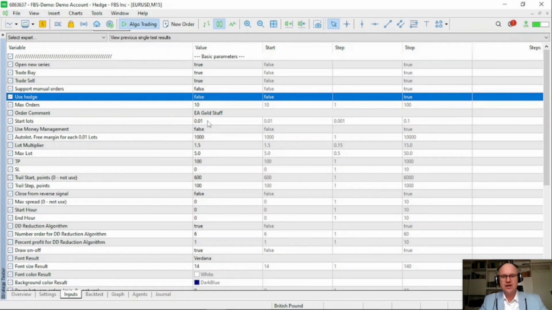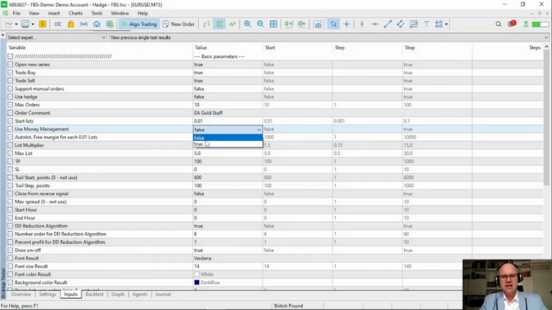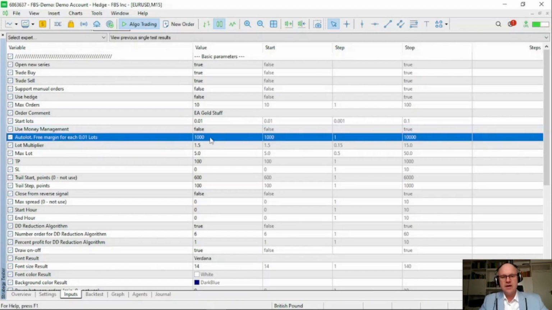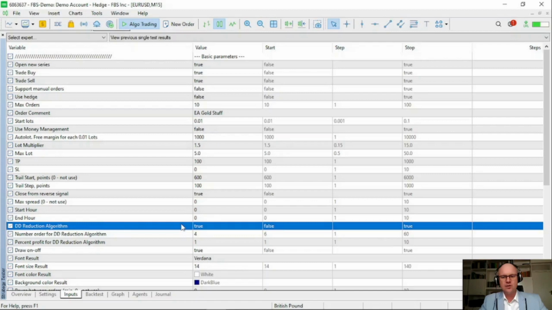Next, for the small balance, I recommend leaving money management to false, or alternatively increasing your lot for margin. For this, I would recommend, however, sticking to a 0.01 lot size. Now that we are only trading in one direction, we can also close on reverse signals and again change the number of orders for our drawdown reduction algorithm.